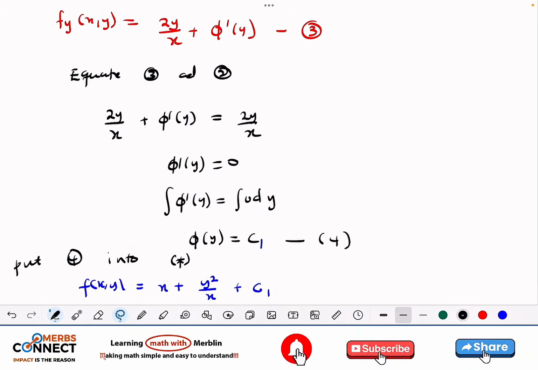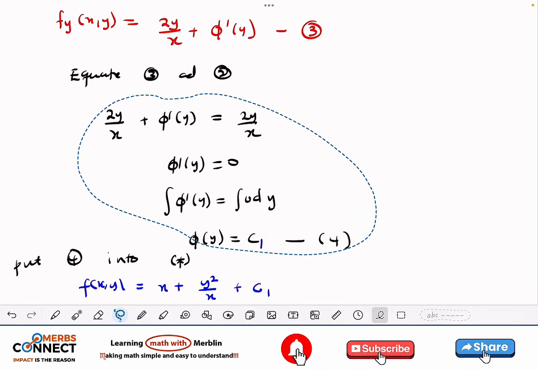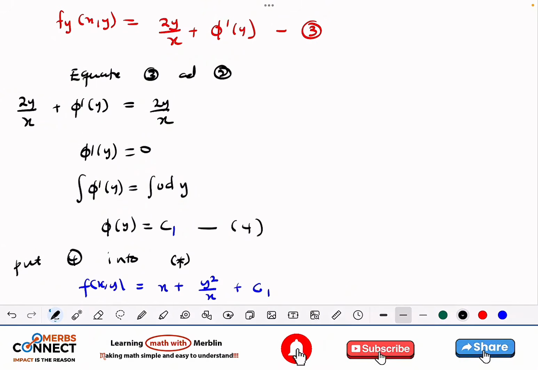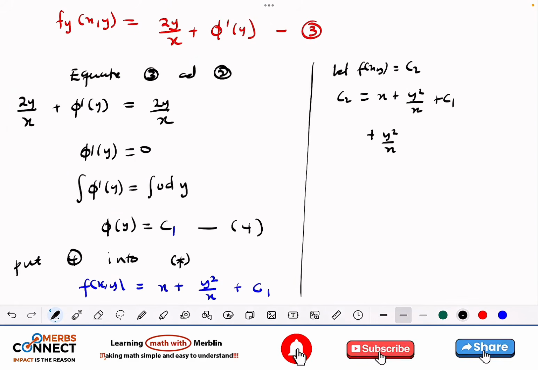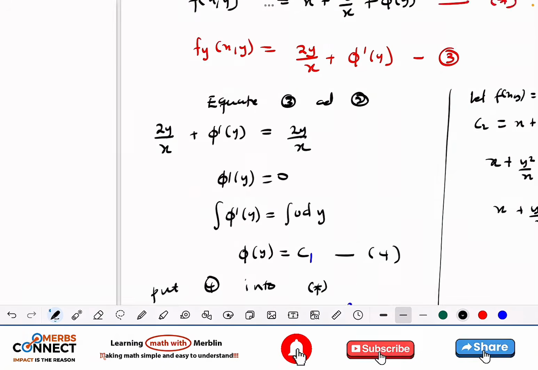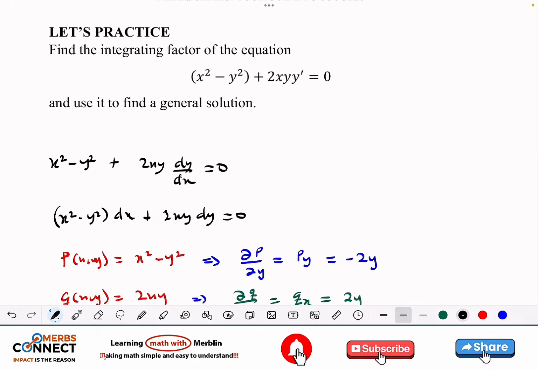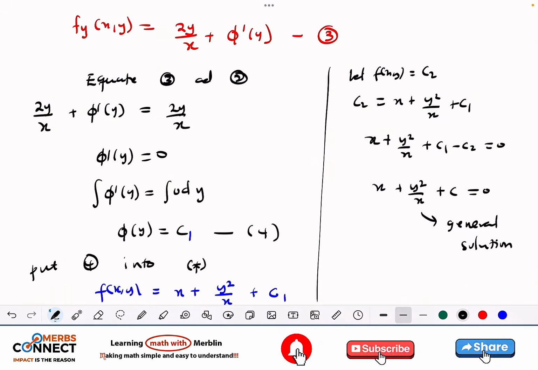So let me just shift these to the side, and now from here we let f of xy be equal to c2, so c2 will be equal to x plus y squared divided by x plus c1. So x plus y squared over x plus c1 minus c2 will be equal to 0. So the general solution will be y squared over x plus c is equal to 0. And this is the general solution. Do we have an initial condition given? No, there is no initial condition given. So this is the general solution.